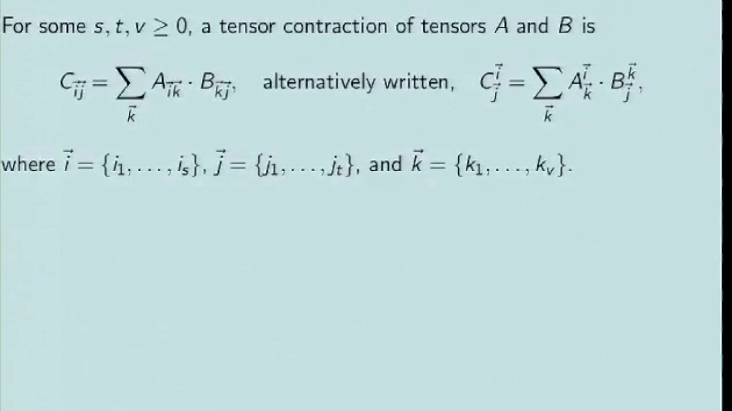A contraction involves two tensors, and here I use this array index notation, so these are not matrices, they're higher dimensional objects. One might be of order s plus t, this is the result, and this is order s plus v contracted with order v plus t over v indices. But in general, these v indices that you contract over can appear as any subset of these indices.